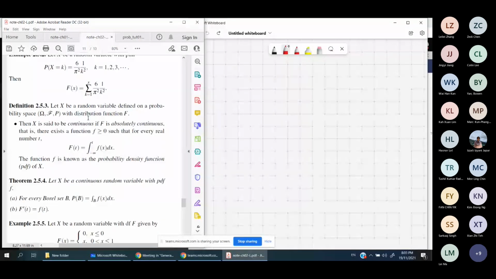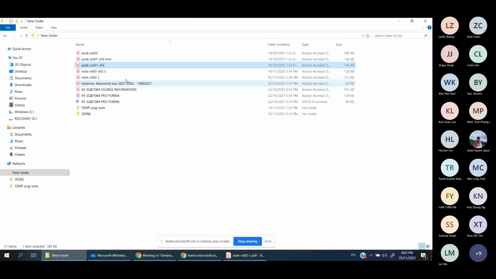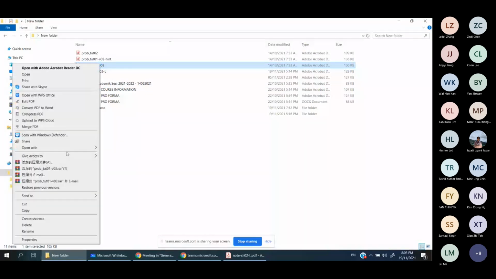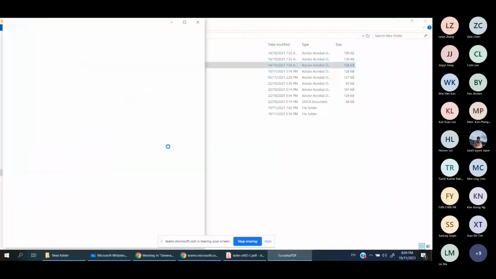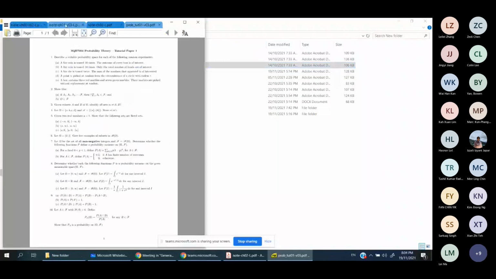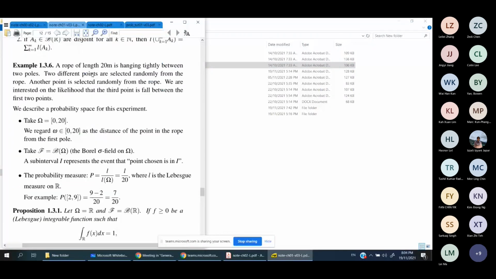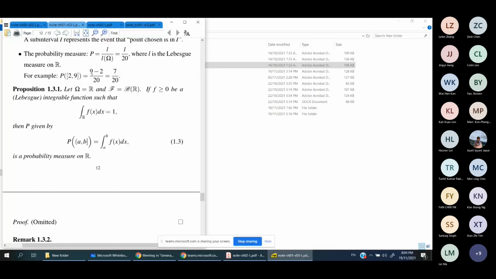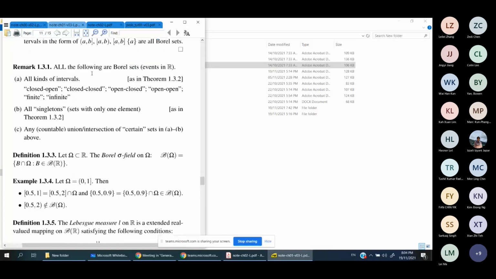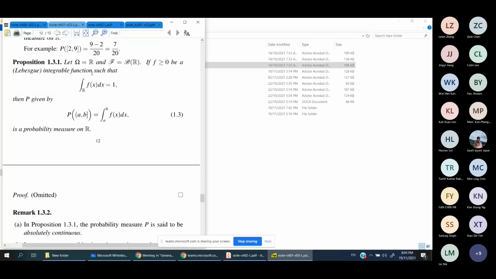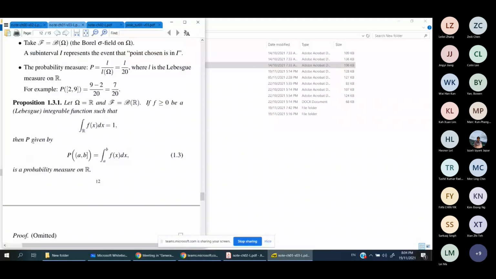Maybe we shall look at the continuous random variable, which is actually closely related to the cases that we discussed in our chapter 1 earlier. Okay, so chapter 1. This is closely related to this criterion over here, chapter 1, proposition 1.3.1.